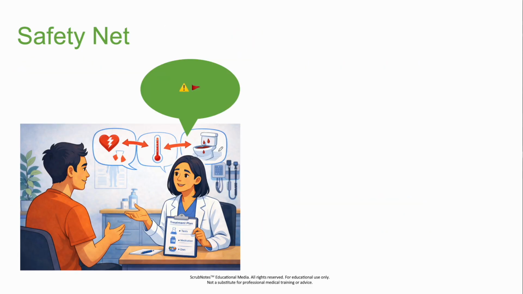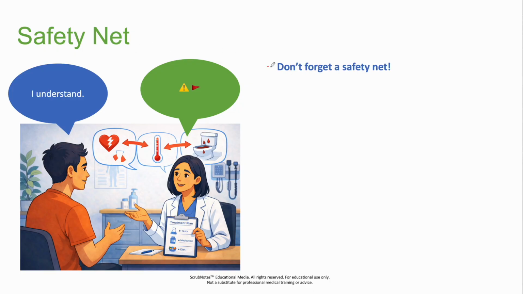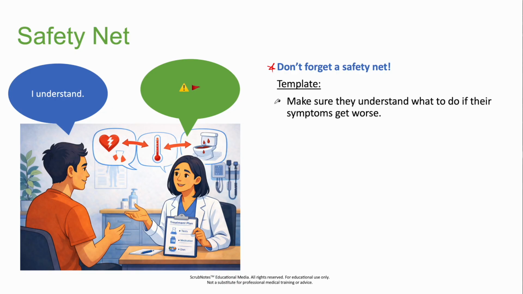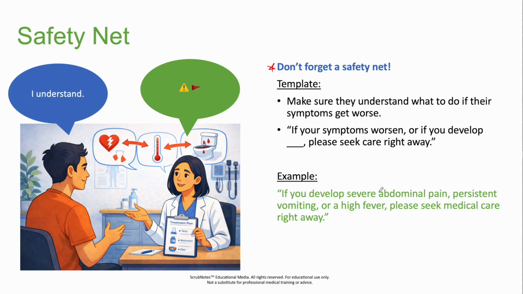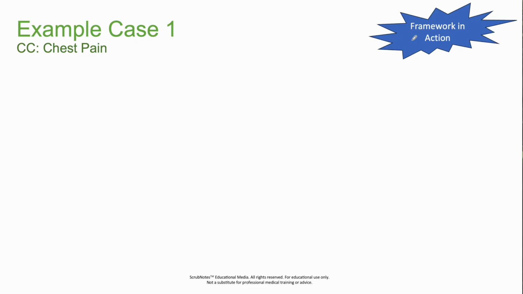Many students forget this last step. You want to make sure patients have a safety net between now and when you next follow up with them. So help them understand what the red flag symptoms are and what to do if they occur. For example, if you develop severe abdominal pain, persistent vomiting, or a high fever, please seek urgent medical care right away. Okay, so let's bring it all together and show our communication framework in action.